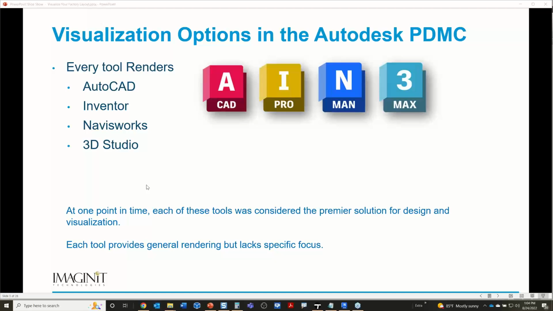So I mentioned before, I want to talk about what's in the Autodesk Product Design and Manufacturing Collection. It's so funny. Every tool in the collection seems to render, and it almost gets frustrating as a user because I can render in AutoCAD, I can render in Inventor, I can render in Navisworks, I have 3D Studio. Why am I not rendering in that? You know, at one point in time, all of these tools were considered the premier solution for design and visualization. Each of them had their own little niche in time.